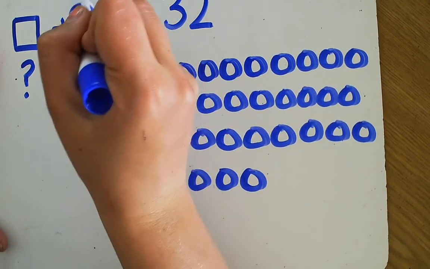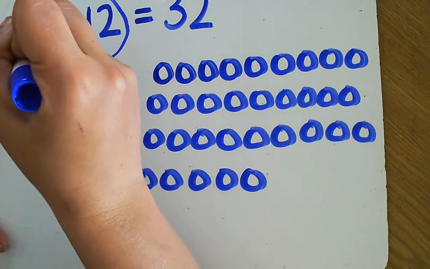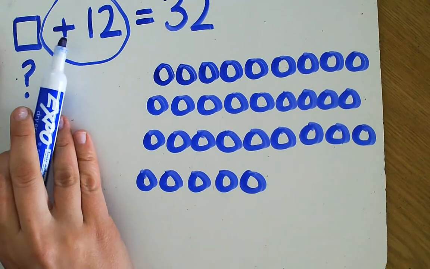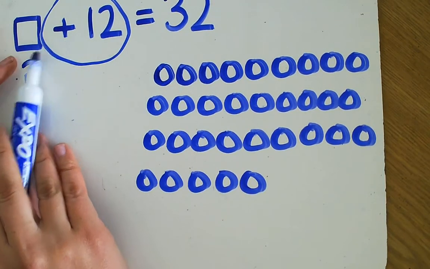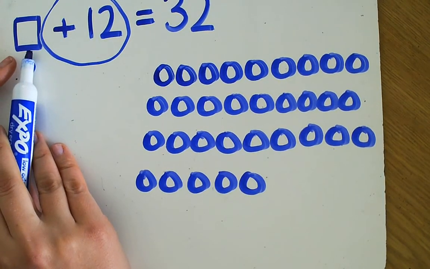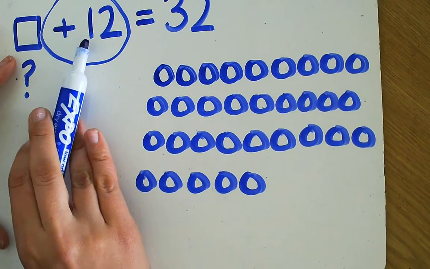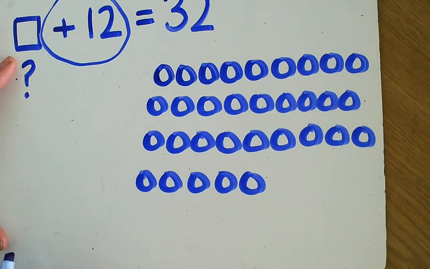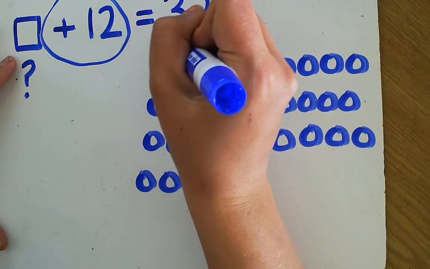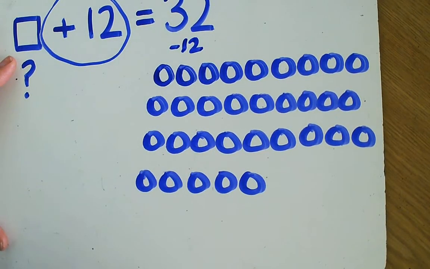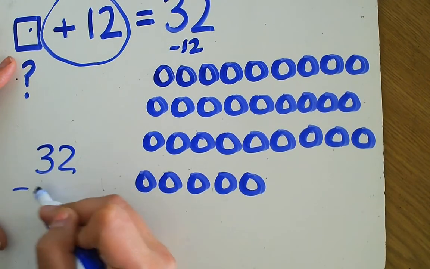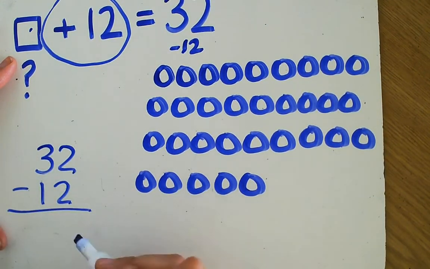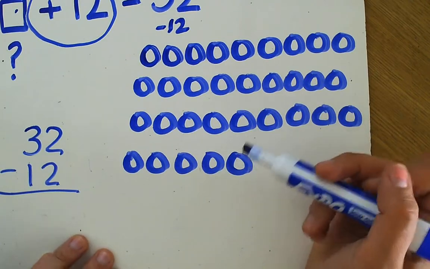A way for me to figure it out is by figuring out this missing piece. But I know that whatever that thing is, I need to add 12 to it in order to get 32. So if I have 32 things, that means if I take away 12 from 32, I should get my unknown variable. I can do that with my drawing, or I can do that with my math skills. I'm going to show both, obviously.